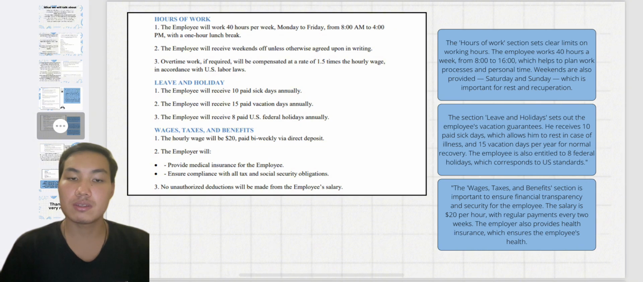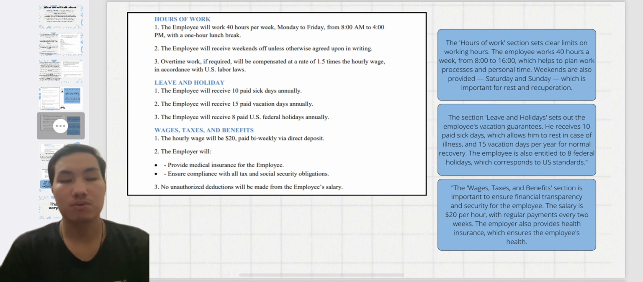The next topic is wages, taxes and benefits. This section is important to provide financial transparency and security for the employee. The salary is $20 per hour with regular payments every 2 weeks. The employer also provides health insurance, which ensures the health of the employee. This section also states that the employer undertakes to comply with US taxes, including all mandatory social contributions, and then an important provision: no unauthorized deductions can be made from the employee's salary.